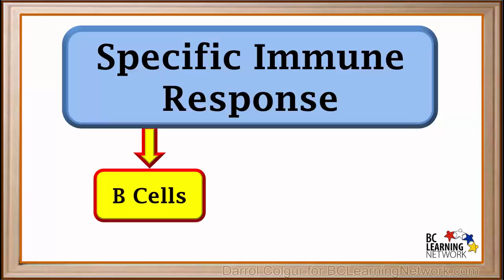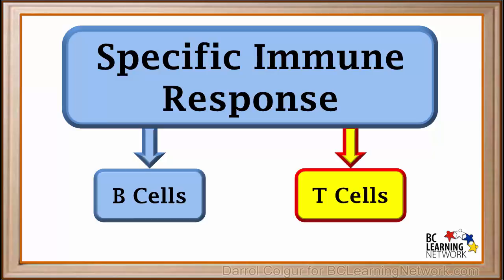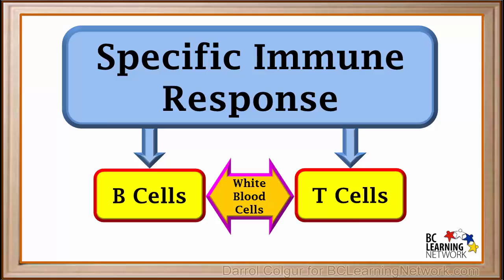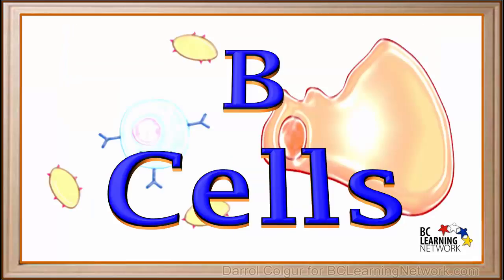One type are called B lymphocytes, or simply B cells. And another type are called T lymphocytes, or simply T cells. B cells and T cells are both types of white blood cells. Here we'll introduce you to B cells and what they do.